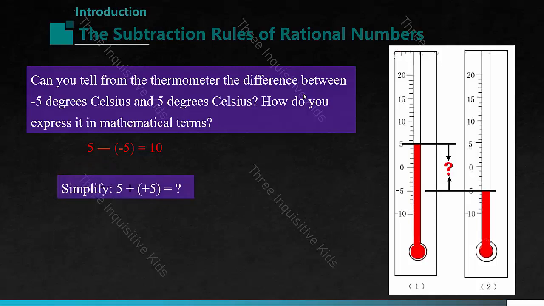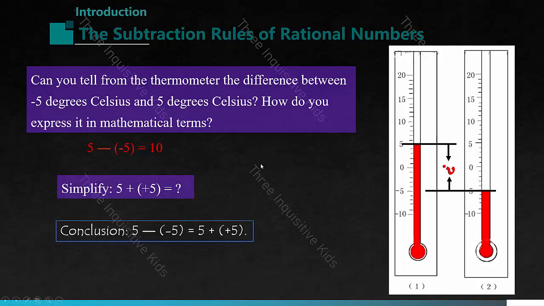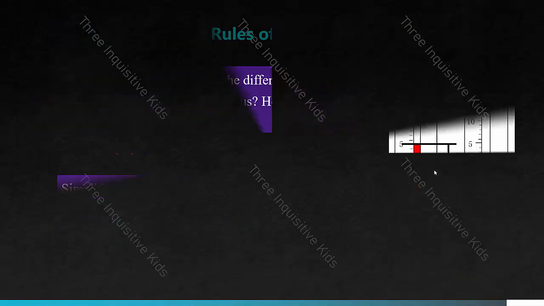We know that 5 plus 5 equals 10. So if this equals 10 and this also equals 10, it means that 5 minus -5 equals 5 plus +5. Here we can see that this thermometer is essentially a number line if you look at it sideways. So we're basically trying to find the distance between 5 and -5 on the number line.